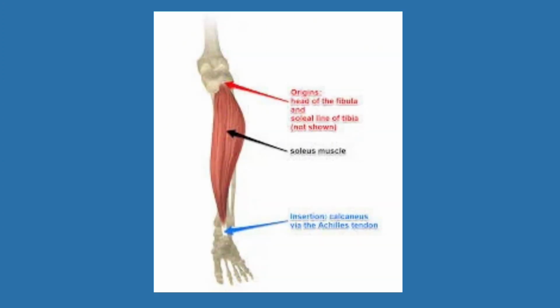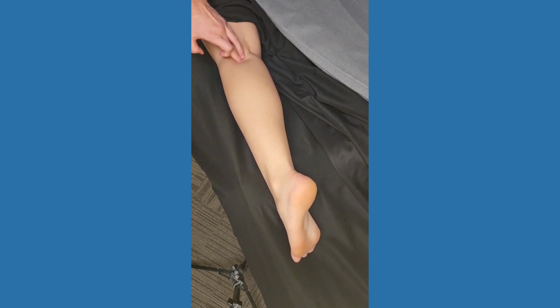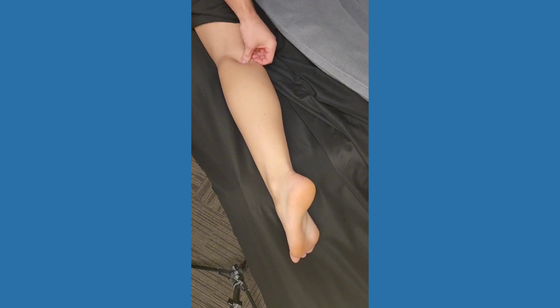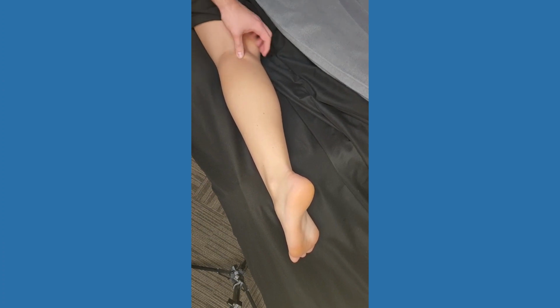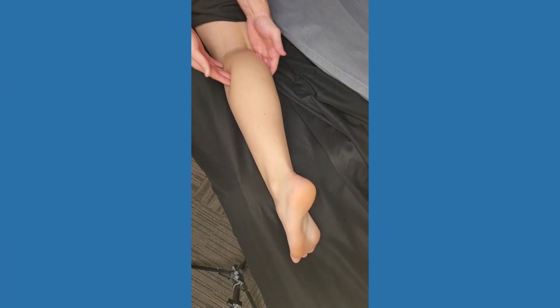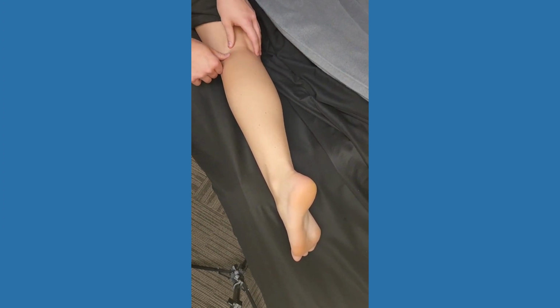Soleus is a little more tendinous than this picture shows, but it originates at the soleal line, the proximal posterior tibia and posterior head of the fibula. It will insert at the calcaneus via the calcaneal tendon. This is just deep to the gastrocnemius and just kind of pokes out the sides there.